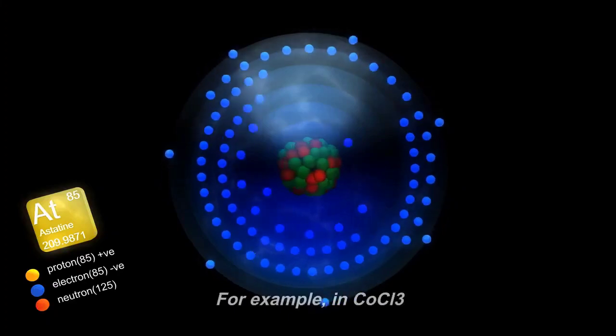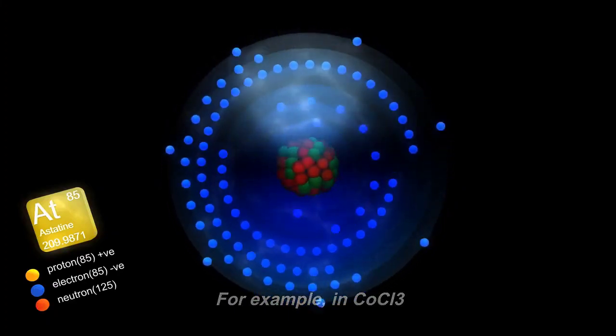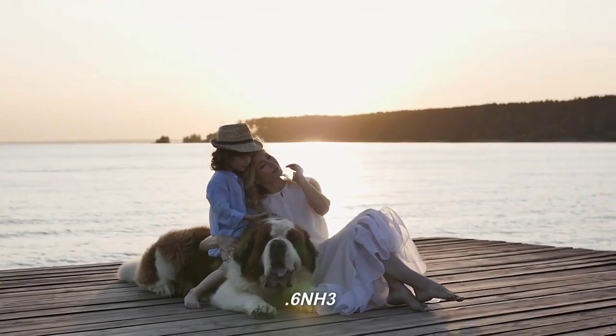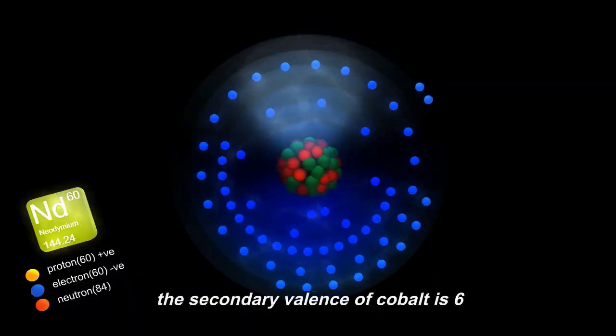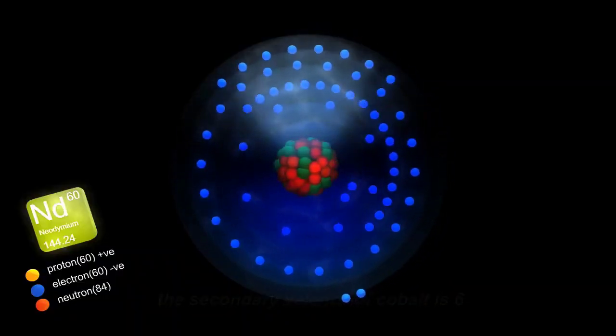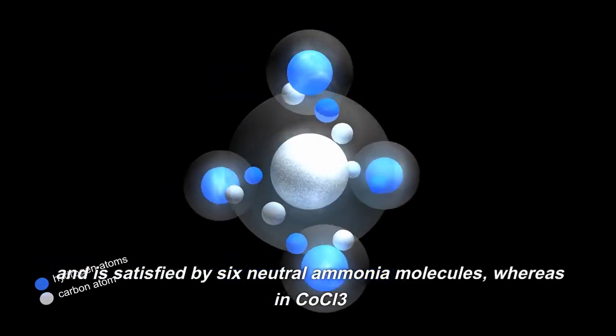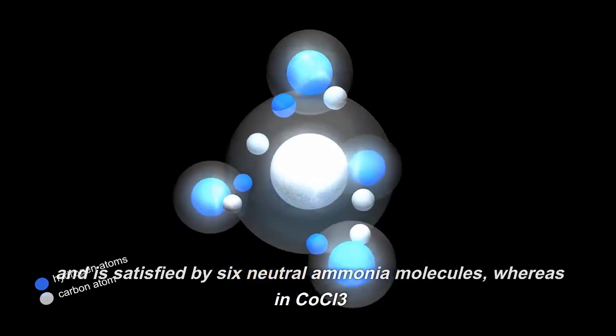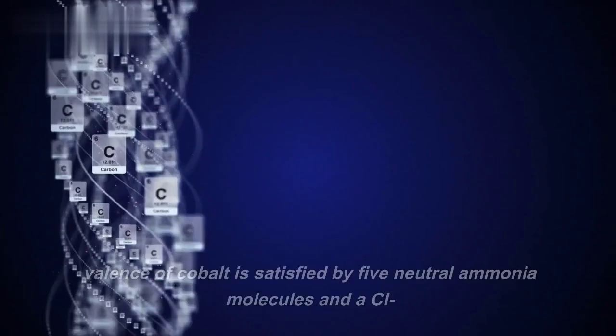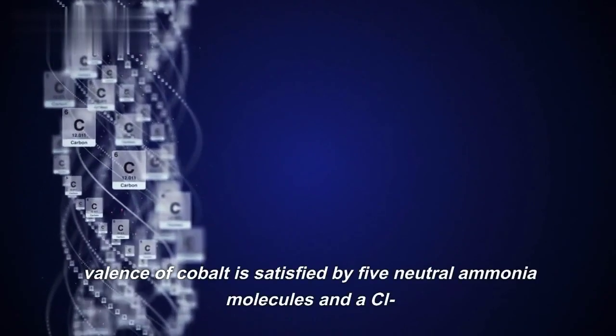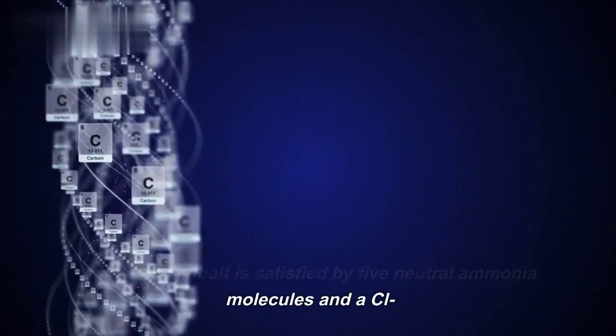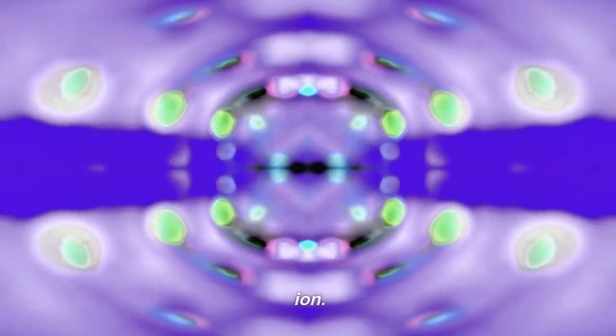For example, in cobalt(III) chloride·6NH3, the secondary valence of cobalt is 6, and is satisfied by 6 neutral ammonia molecules, whereas in cobalt(III) chloride·5NH3, the secondary valence of cobalt is satisfied by 5 neutral ammonia molecules and a Cl⁻ ion.